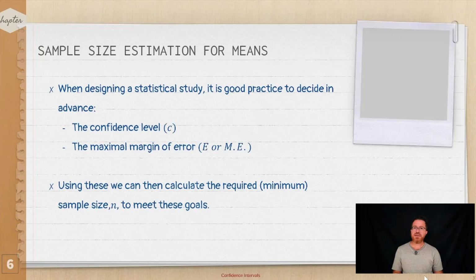Hello everyone. In this lesson, we're going to be looking at how to find the sample size estimate for means based on some criteria that you would set. So when designing a statistical study, a good practice is first to decide in advance of doing the actual study what confidence level you want to achieve with this study, and also what is your maximum margin of error that you're willing to accept. So using these, we can calculate the required minimum sample size for calculating the mean based on some study that we're doing.